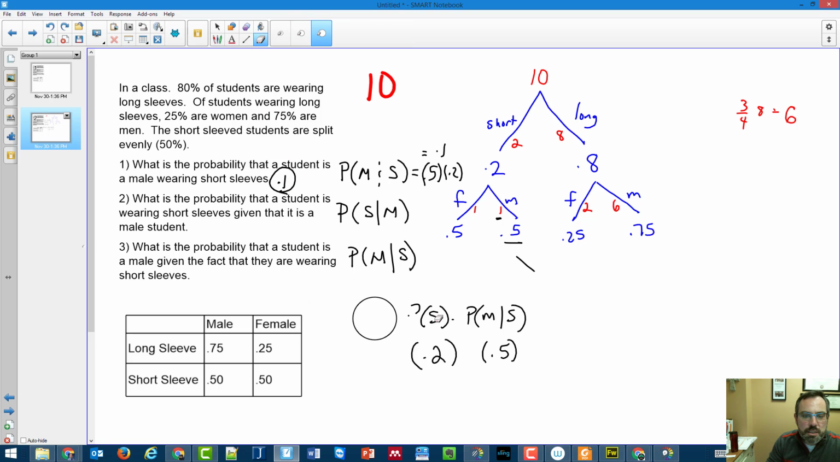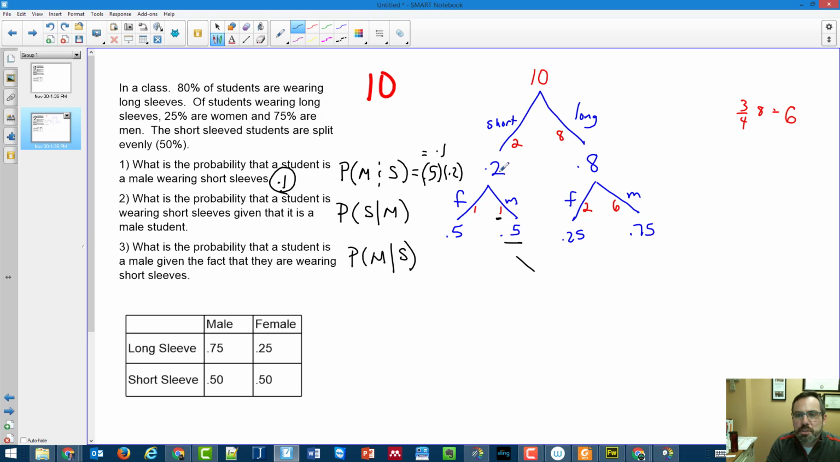So now let's move on to question number 2. It's a little bit different. What is the probability that a student is wearing short sleeves given that it's a male student? If I'm looking at just the numbers here, I know that I have 7 male students. Basically all I did was add this student to this student. So there's my 7 male students. So the probability that you're a male is really 0.7.